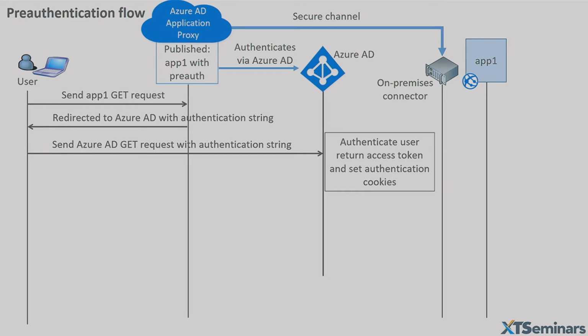So what it's going to do, it's going to do two things. It's going to set a cookie to say that you are authenticated to Azure AD, and it's going to pass back a token, all right, which actually is a token which proves to the application proxy that you are a genuine authenticated user. And that's a JSON web token, right?